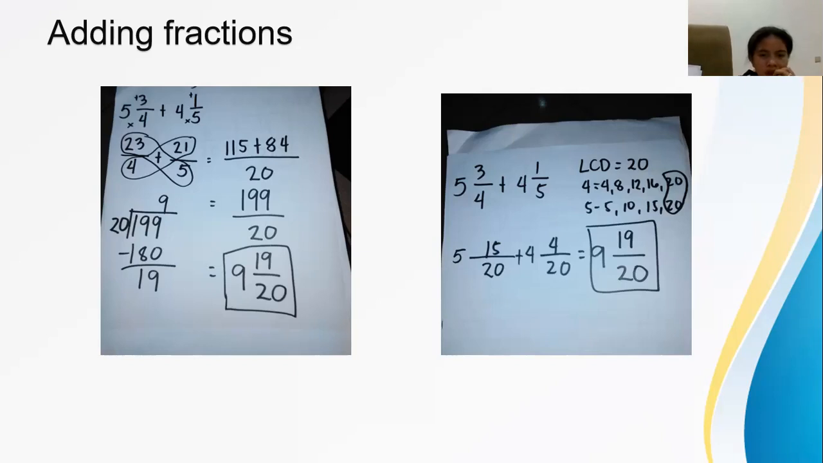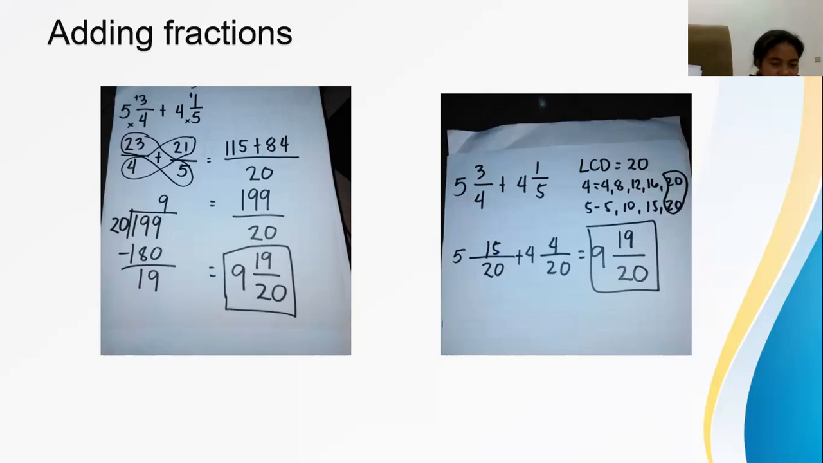What is 5 times 4? That's 20. Then 20 plus 3, that's why we have 23. Then the denominator is 4, so we have 4. Then we have 4 and 1/5. So what is 4 times 5? 4 times 5 is 20. Plus 1, that is 21. Okay. Over 5, because the denominator is 5.